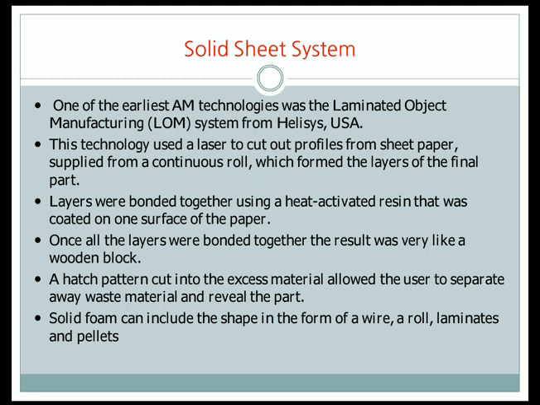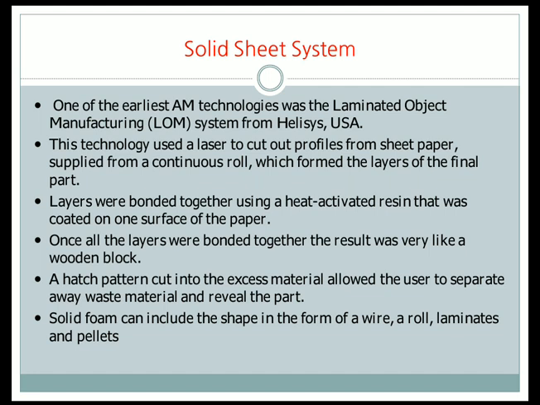This system was developed by Helisys USA, and the procedure or the system is also known as laminated object manufacturing. This technique used a laser to cut out profiles from sheet paper supplied from a continuous roll, which formed the layers of the final part. The layers were bonded together using a heat activated resin that was coated on one surface of the paper.